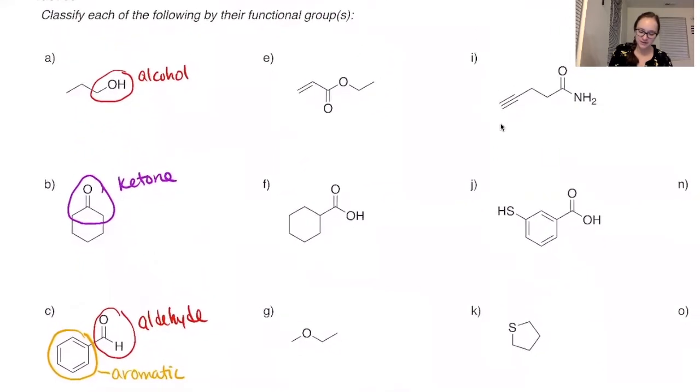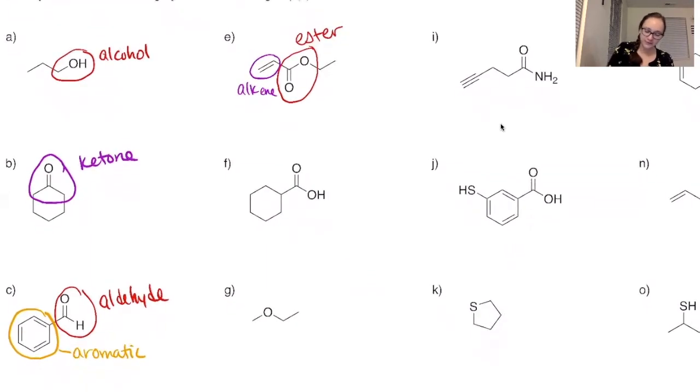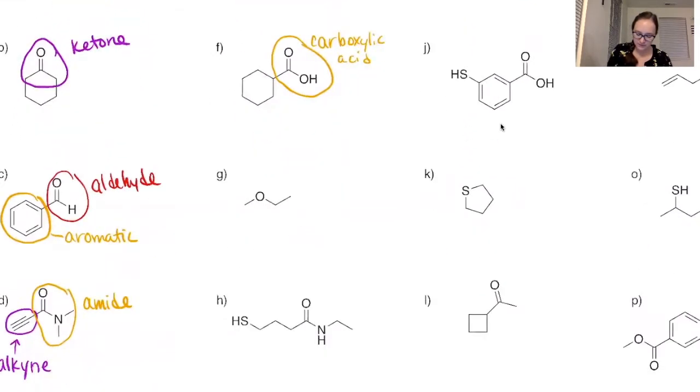Okay, continuing on, let's go to E. We have a carbon-carbon double bond, which is an alkene. And then we have a carbonyl next to an OR group. That is an ester. Going on to F, we have just one. We have the carbonyl next to an OH. That is called a carboxylic acid. I think I spelled that right. Never can spell that. Okay, down to G.